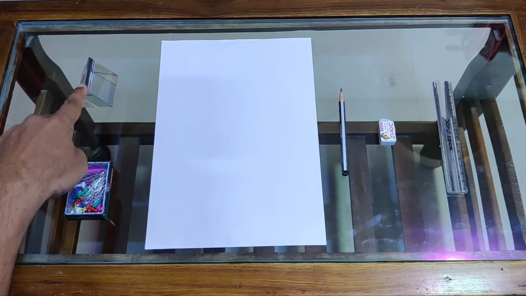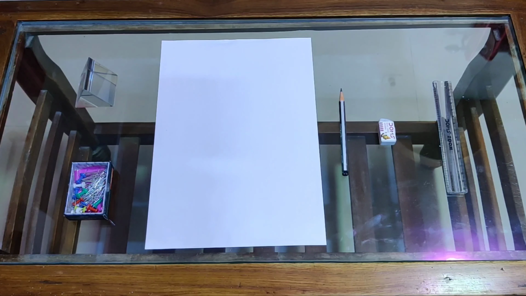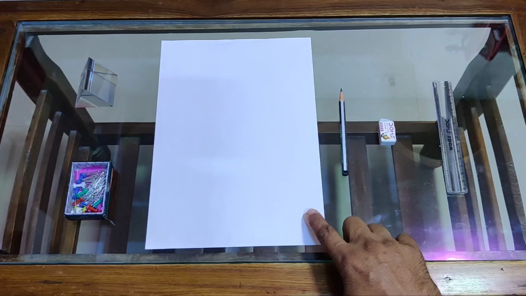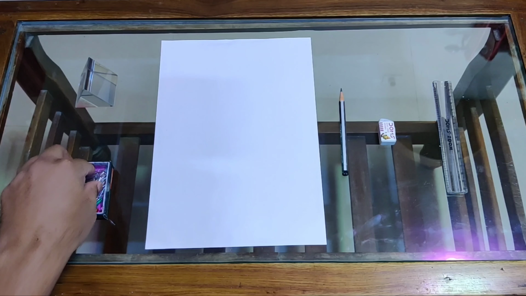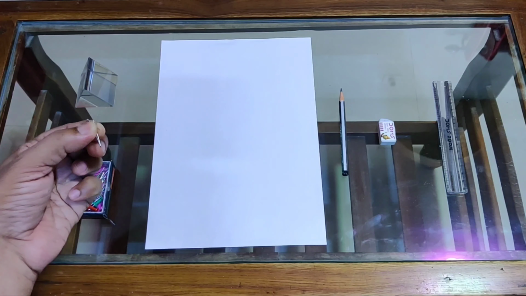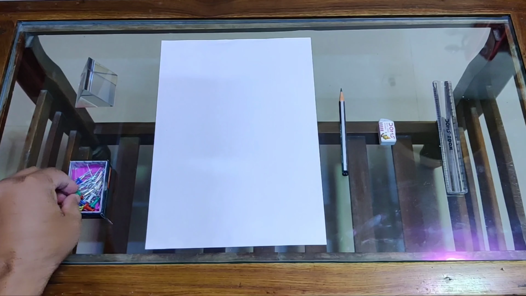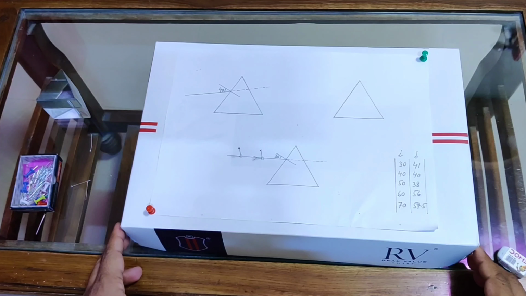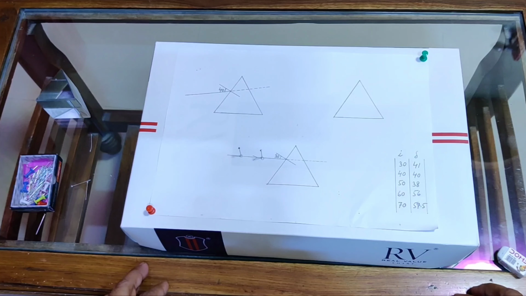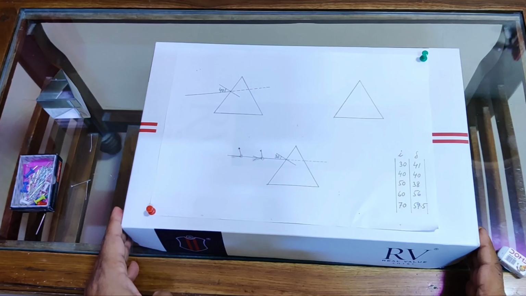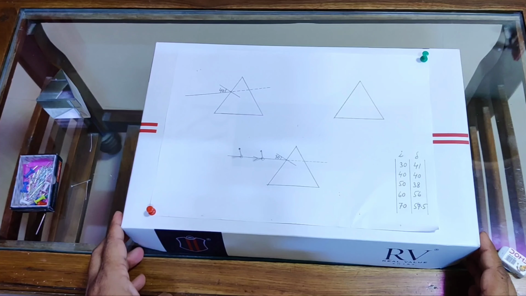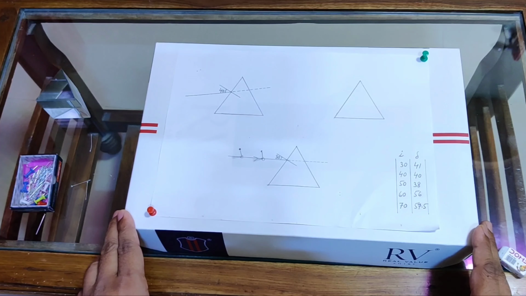a prism, a white sheet of paper, pins, board pins, etc. Now the method. This is our drawing board. This we should have mentioned under the heading apparatus required. It's okay. Now this is the drawing board.